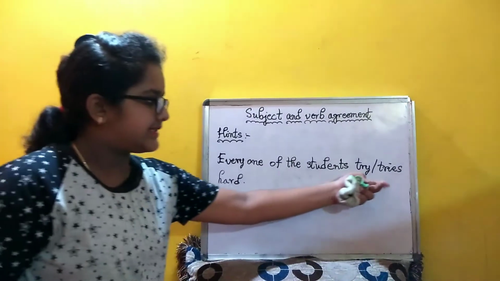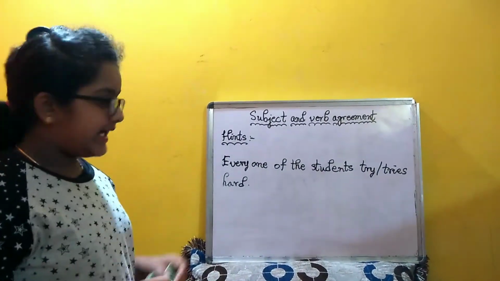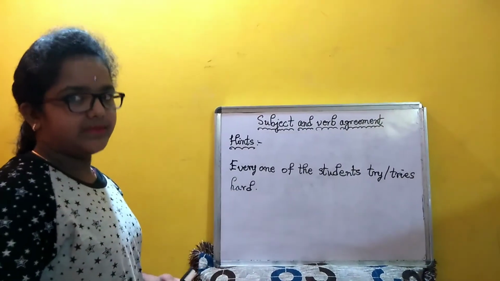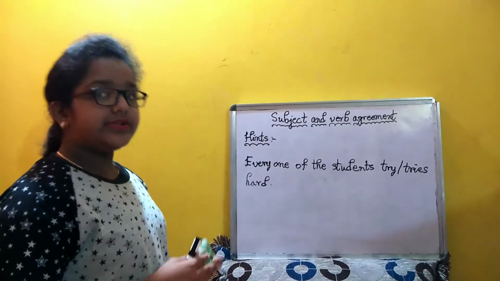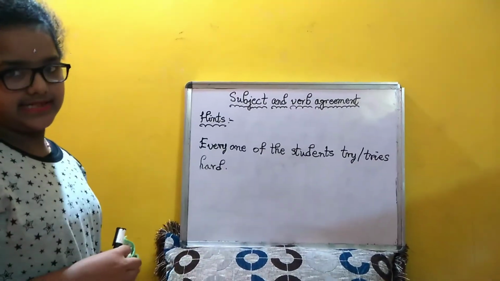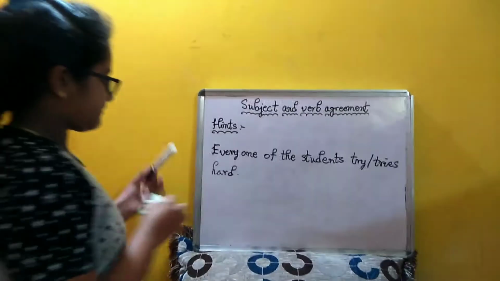We don't know the correct answer, try or tries, right? It is confusing since there's "everyone." There's a lot of confusion here. Therefore, I will explain the hints to find out the correct answer for such type of sentences. So let's get started.